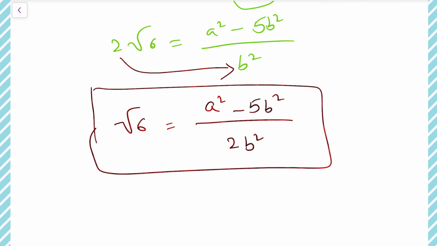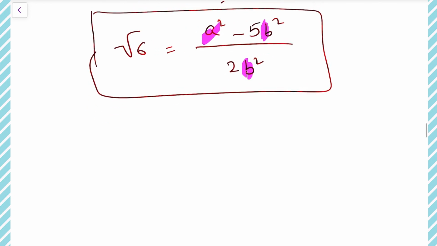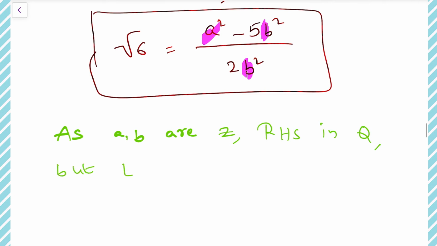So now in the first step we clearly know that a and b both are integers. So this a is an integer, b is an integer, this is also an integer. So if a and b both are integers, definitely the RHS is an integer here. Sorry, a rational number. As a comma b are integers, RHS is rational, but LHS is, what about this root 6 then? Root 6 is an irrational number. This contradiction has arisen.